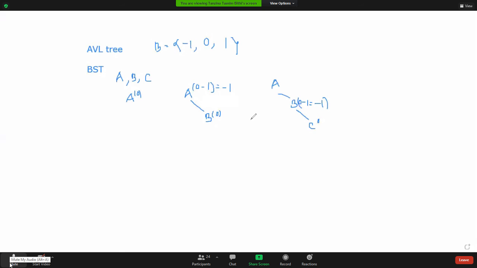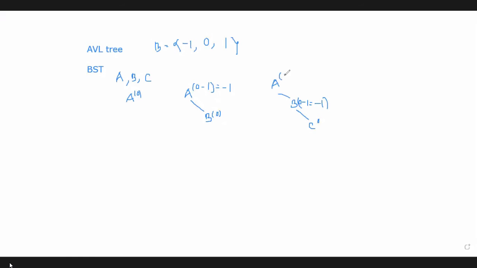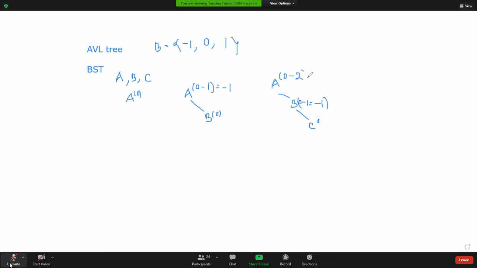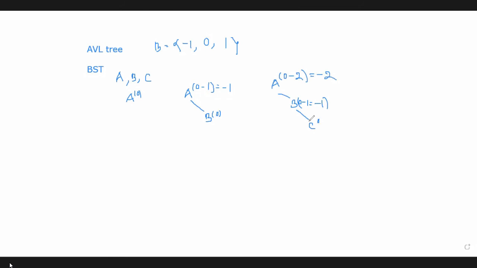In the left tree, there are no child nodes. In the right subtree, there are two nodes. So 0 minus 2 equals minus 2. The height of the right subtree is 2. So when the value of the root node is minus 2, that means this tree is not a balanced tree. If the tree is not balanced, we can't call it an AVL tree. This is not an AVL tree. So now how can we make it a balanced tree?